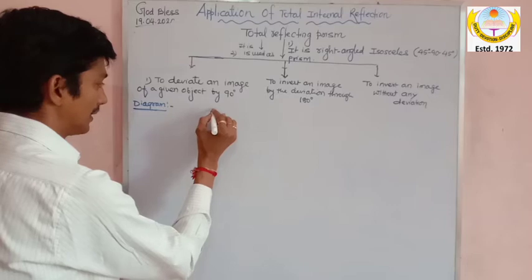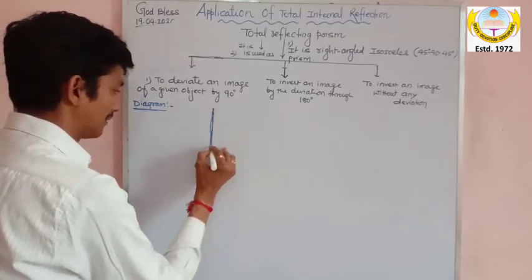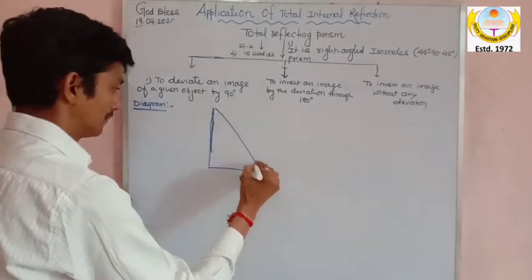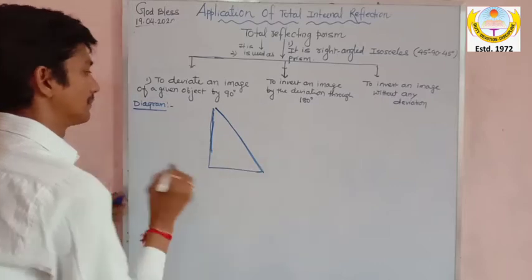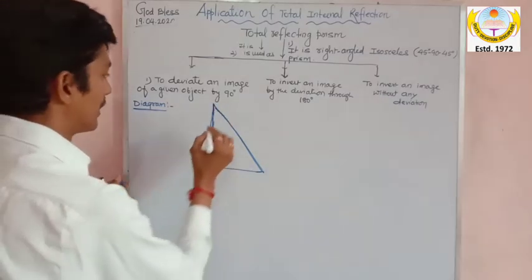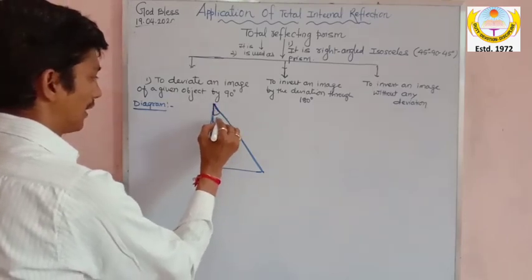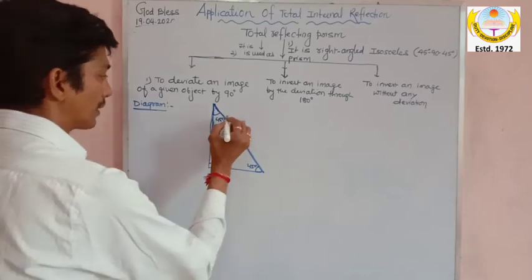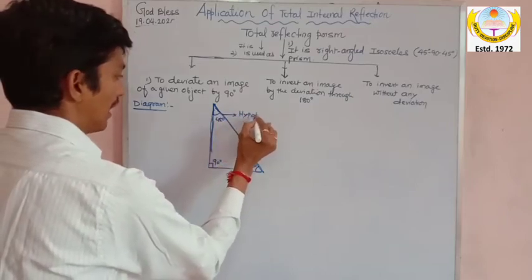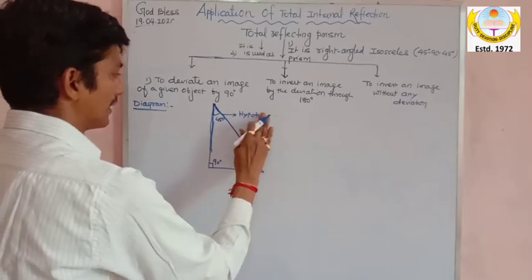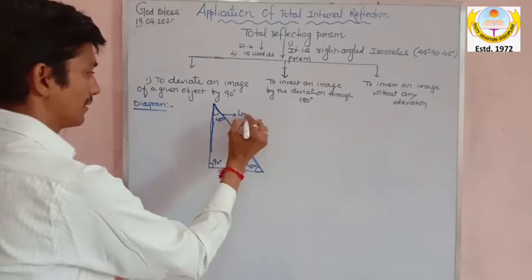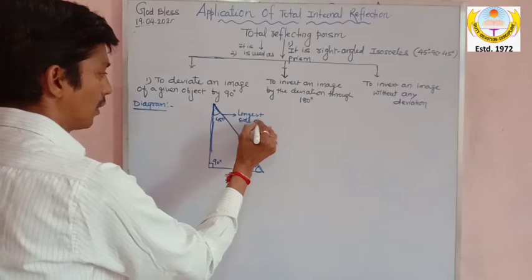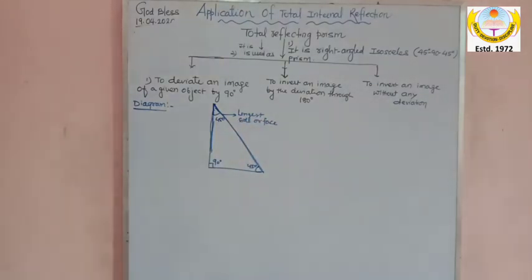Say, my dear, I have taken the right angle isosceles prism, as I said. This is the prism taken. Now you all know that here this is 45 degrees, here it is 45 degrees, and here it is 90 degrees. You can call this side the hypotenuse, the longest side or face. And you all know that the longest side or face is called the hypotenuse.